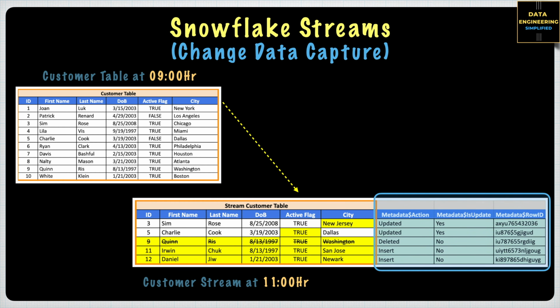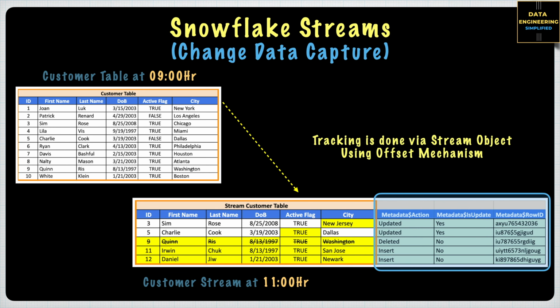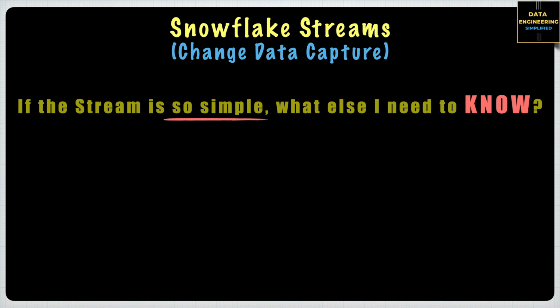Snowflake's stream object takes a very different approach by adding 3 additional meta columns on top of the source table that help to track the changes. And by combining the source table and stream object, you can track all DML operations and perform any business logic for your downstream system. I am sure you will have the following questions in mind.